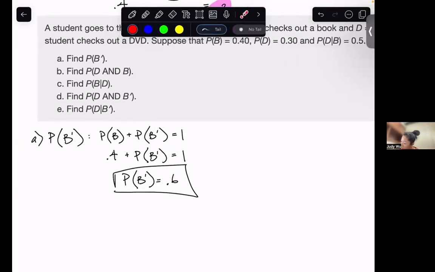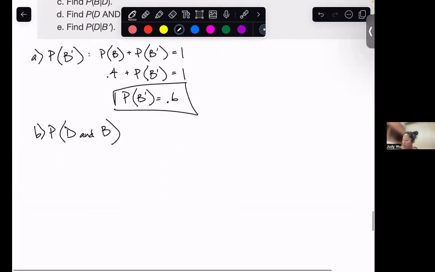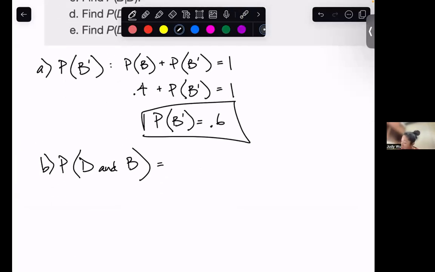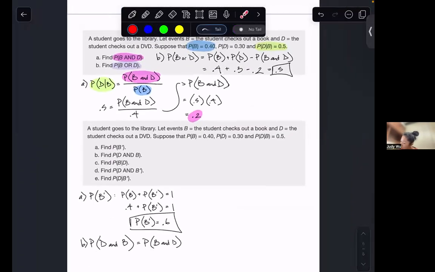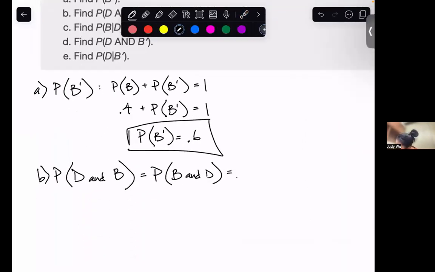All right, now let's take a look at part B. Part B says P of D and B. One thing I want to make clear, in case I haven't earlier, is that when we have an "and," the order isn't going to matter. In other words, this is the same as the probability of B and D happening. And if we go back up to our previous example, we actually found P of B and D to be 0.2, which means P of D and B is also 0.2. So from above, we know this is going to be 0.2.